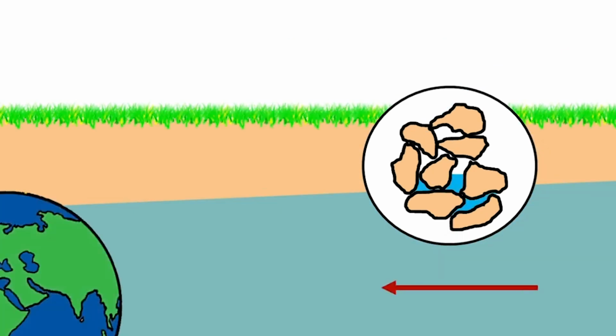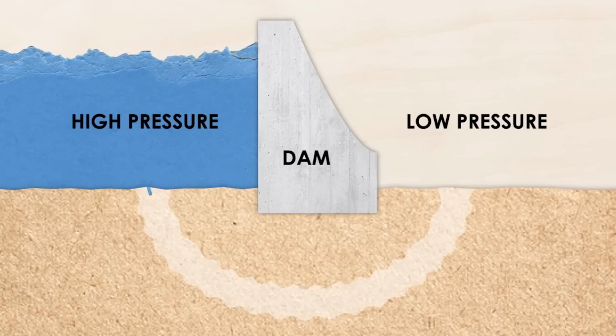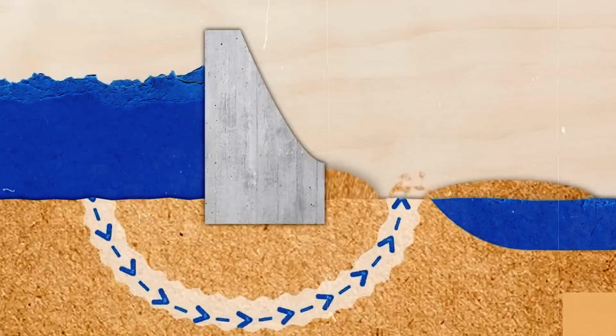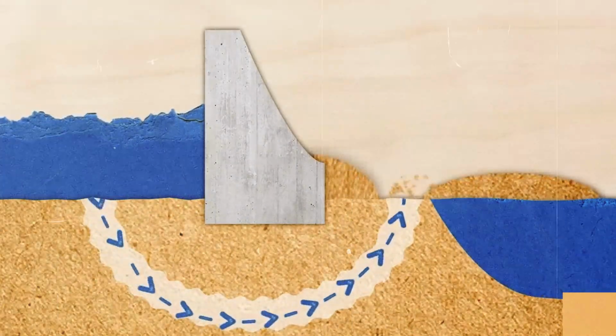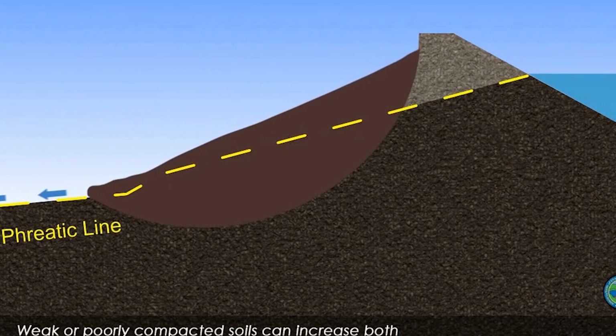Seepage is when water slowly moves through small spaces in materials. For dams, seepage happens when the water being held back moves through the dam or the ground beneath it. The pressure from the water is what pushes it through. Even the smallest gaps between the concrete, rock, or soil materials that a dam is made of give water a pathway. So, in a way, the water is leaking through the dam.